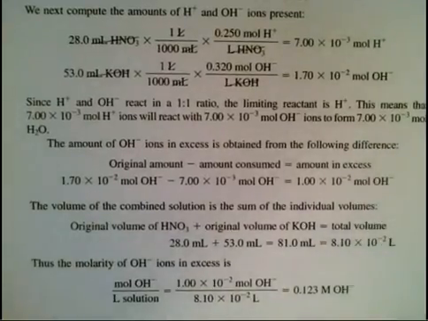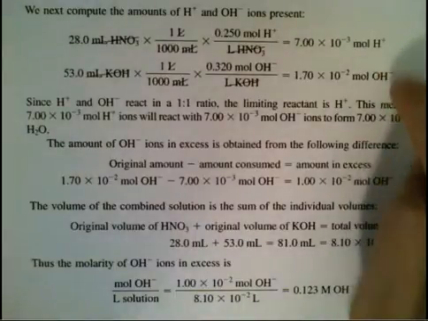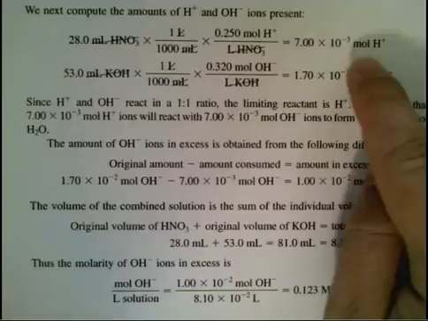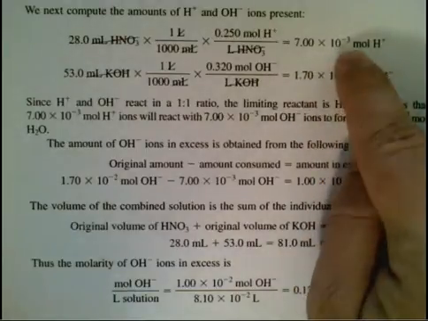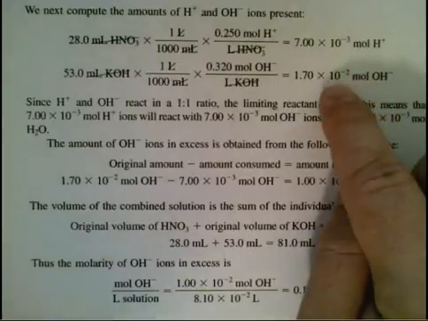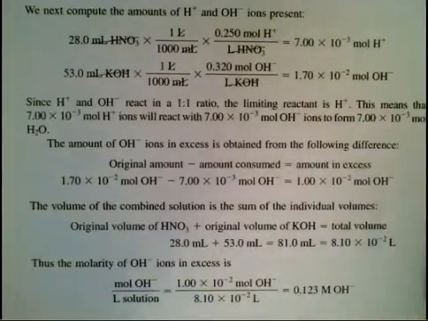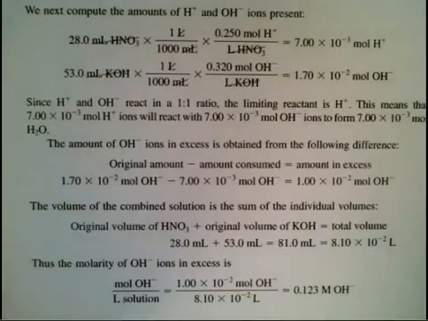Now, since the H+ and the OH- react at a 1-to-1 ratio, the limiting reactant here is H+. Why? Because there is less of the H+ than the OH-. Now notice 7 is bigger than 1.70, but this times 10 to the negative 3 compared to the times 10 to the negative 2 makes the amount of hydrogen ion far less. So H+ is the limiting reactant.